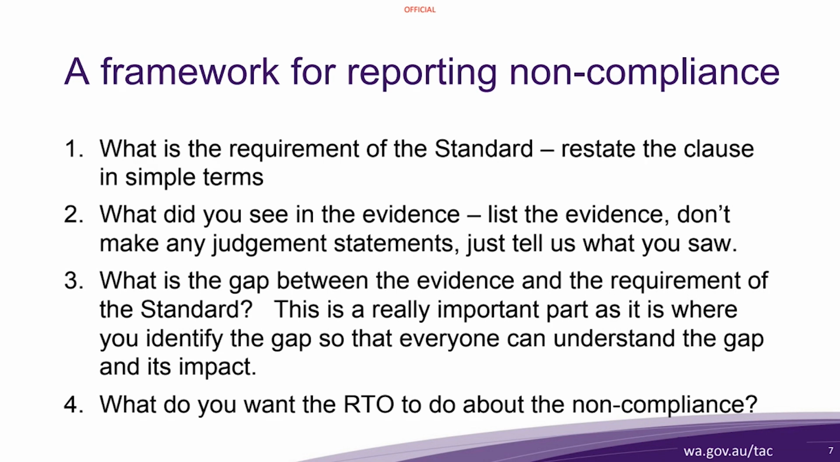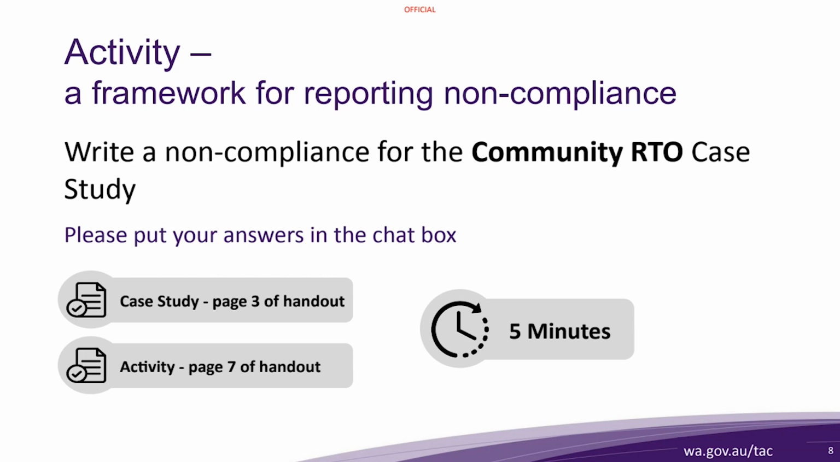So now it's your turn to try it. So we've got an activity for you. So again, you are going to need your handout. You have got the case study sitting on page 3 of your handout, and the space for you to write notes is on page 7 of your handout. And what we want you to do is to write a non-compliance for that community RTO case study. Now, when we talked about this last week and we looked at the issues, we decided that we would probably write it as an opportunity for improvement because this had impacted one person in 100. It was an isolated incident.